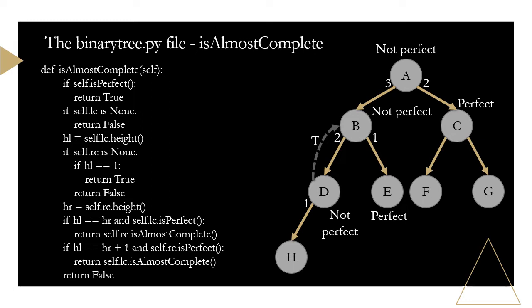Whatever answer B gets, it forwards it to the function that called this function. So B returns true to A. And A forwards this value to the function that called it. So A hands over true to us, which is the correct response. If you look at this tree, this is almost complete. Every slot is filled up to H. There are no gaps in the nodes of this tree.